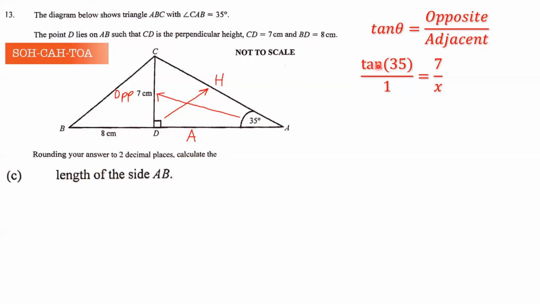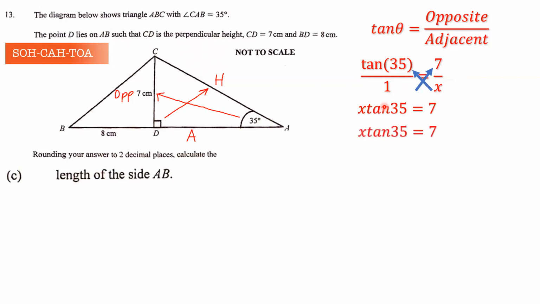So here we have tan 35 and not tan 30. We have 7, which is the opposite, over the adjacent, which is x. We don't know what the adjacent is, so we call it x. I'm just going to cross multiply, and that's why I put tan 35 over 1. We multiply x with tan 35, and 1 by 7. 1 times 7 is 7, and x times tan 35 is x tan 35.